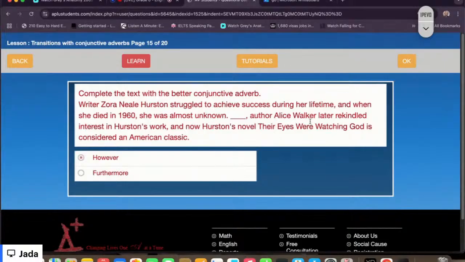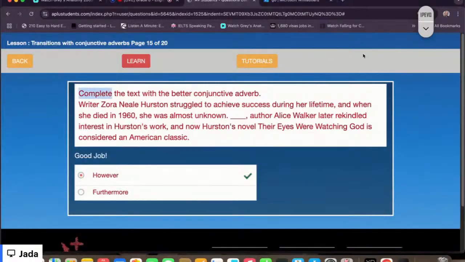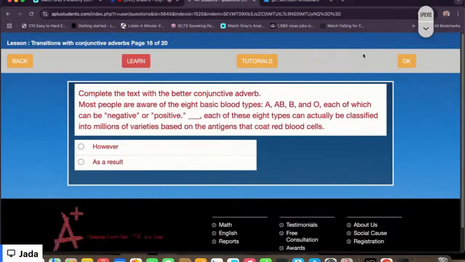All right, so we have however, Alice Walker later rekindled interest in Hurston's work. Okay. Most people are aware of the eight basic blood types, A, B, AB, and O, each of which can be negative or positive. Dash, each of these eight types can actually be classified into millions of varieties based on the antigens that coat red blood cells. First or second?